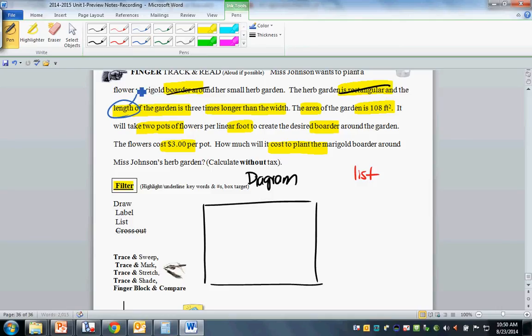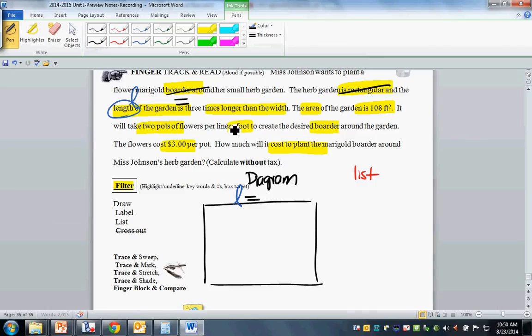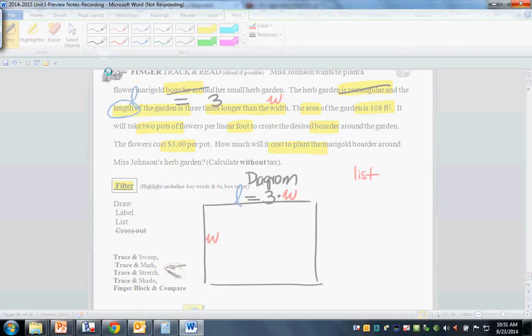The length of the garden is 3 times longer than the width. So the length is 3 times longer than the width. Notice it doesn't say 3 more than, it's 3 times. The area of the garden, we already know the area, so we're going to write it here.